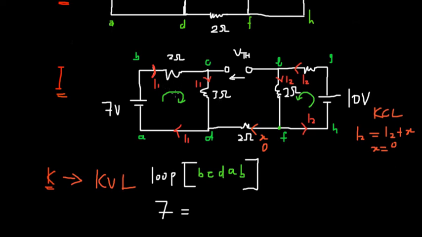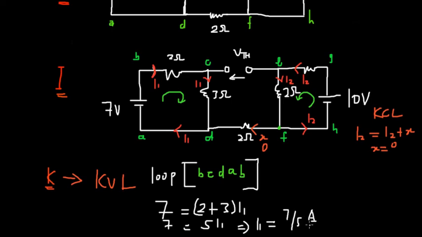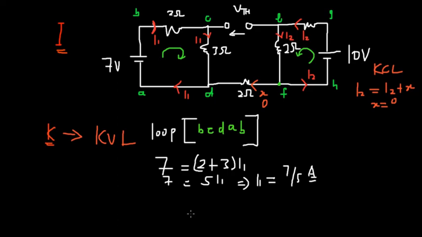2I1 and then what? 3I1. So you could just write 2 plus 3, I1, because the current directions are the same as compared to the loop direction. So moving in this direction, that's positive. So we will get 5I1. So we have I1 equal to 7 over 5 amps.